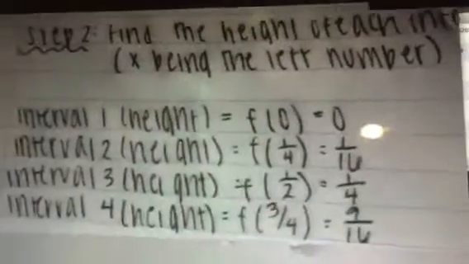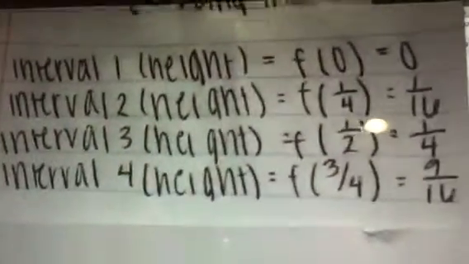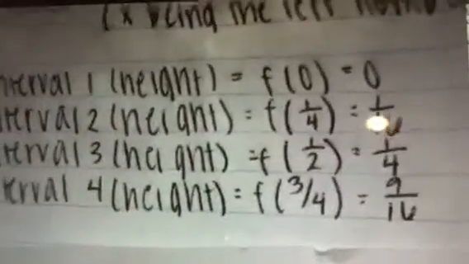So we're going to come down here and say interval 1 height is f of 0, because as you can see, the left side of interval 1 is 0. Interval 2 height is f of 1/4 because the left side of interval 2 is 1/4. Interval 3, we have f of 1/2 because the left side is 1/2. Interval 4, we have the height as f of 3/4 because, again, the left is 3/4.